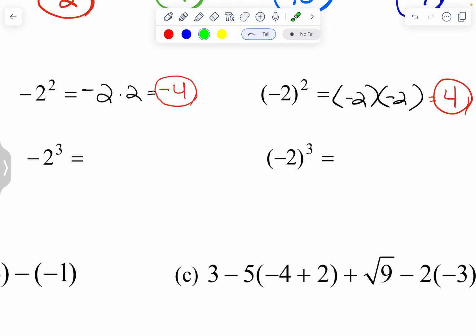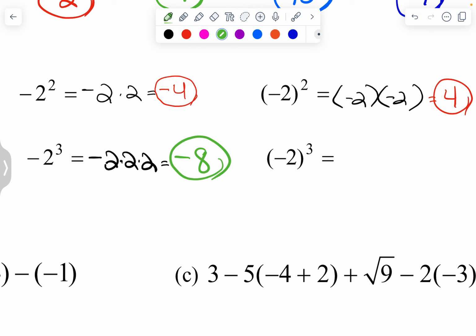What happens if we are dealing with a different power? Well, same situation arises. We can still do a rewrite on this. The power of 3 only applies to the 2. So I have a single negative sign and then 1, 2, 3 twos. So the single negative sign, I'm going to have a negative. 2 times 2 times 2 is a -8. All right. Well, what happens if the whole mess is in parentheses here, and then I have the power of 3? All right, well, that means I'm going to have 3 parentheses here, -2.